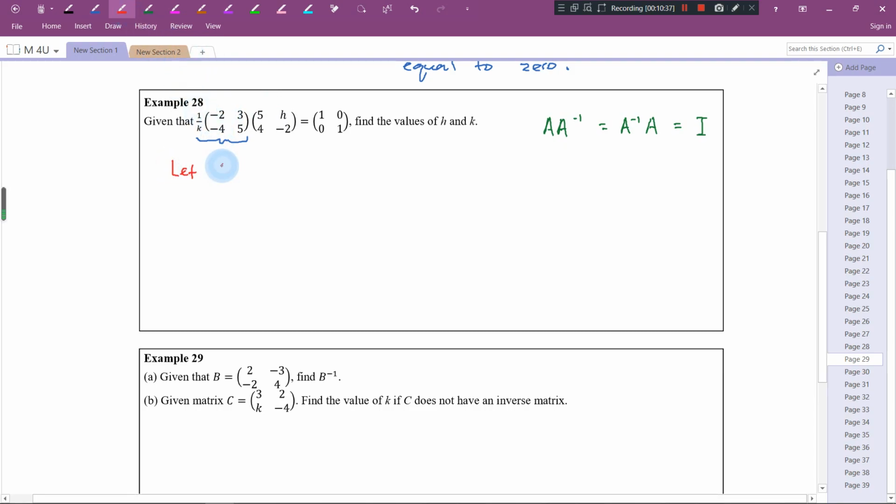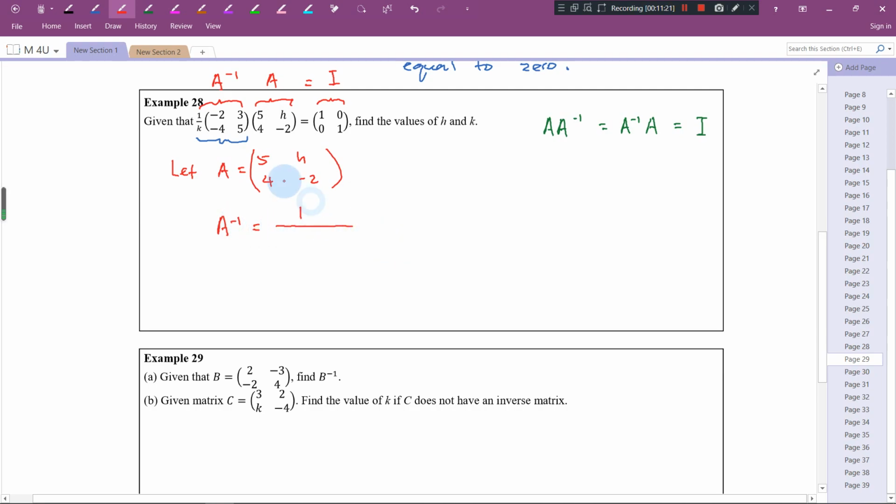Let A equal to this, 5, H, 4, negative 2. Okay, and because this whole thing multiplied by A will give you the identity matrix, then I know that this is actually the inverse matrix of A, right? Let me write this way. A inverse. This is A. Give you the identity matrix. Okay, now I'm going to use the formula to help me to get the inverse matrix of matrix A.